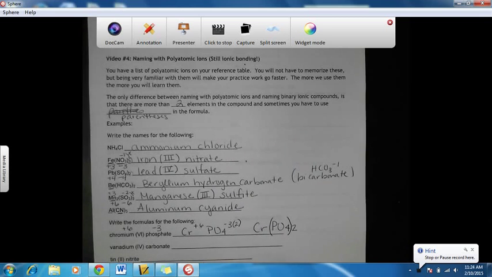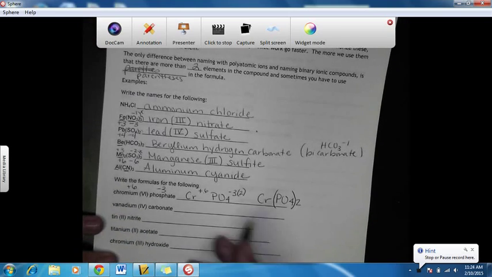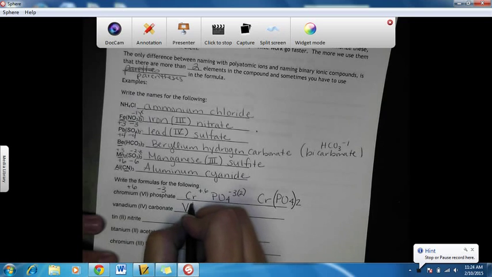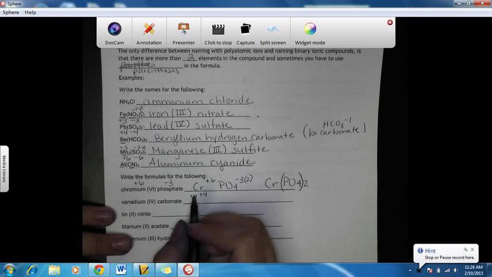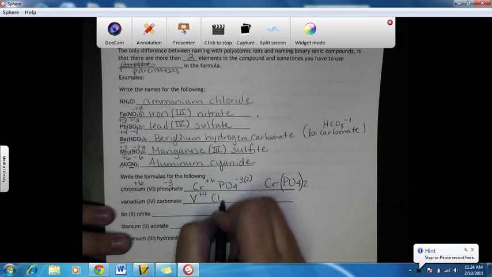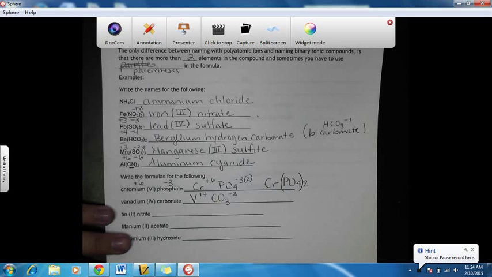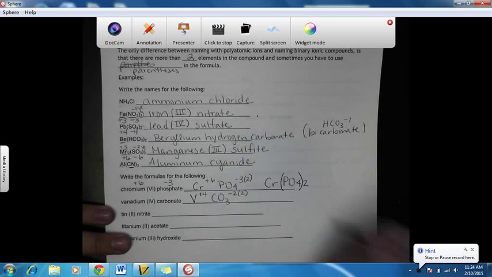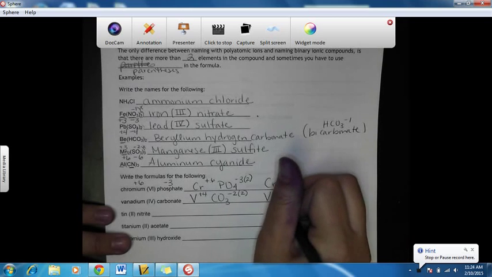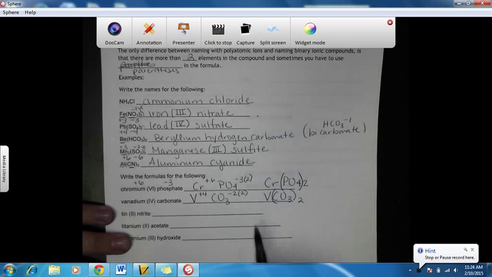Next we have vanadium carbonate. And this is vanadium 4. So again, vanadium plus 4. We look up the formula on our polyatomic ion sheet for carbonate. That's going to be CO3, the minus 2. Again, we need these to add to 0, so we're going to need 2 of those. And so we're going to have V, CO3, and then parentheses with the 2.